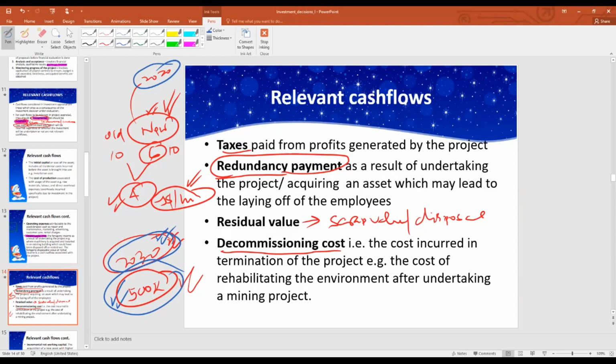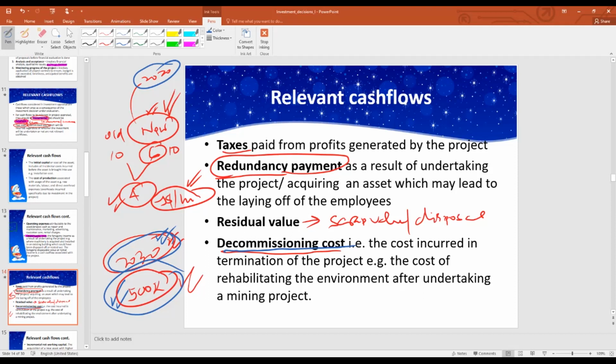Then you have the cost of decommissioning. Here, I was giving an example of if you're involved in mining. If, for example, you're doing mining, you can't just leave open holes all over as you mine. You have to make good the environment. You have destroyed the environment as you go ahead with your project.